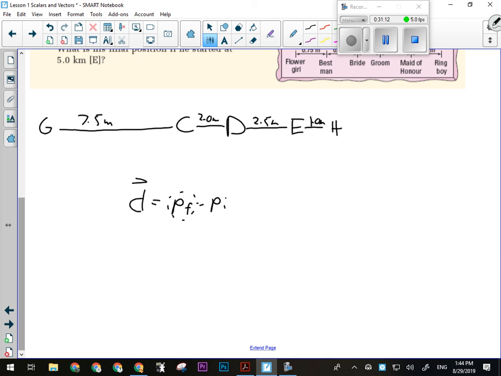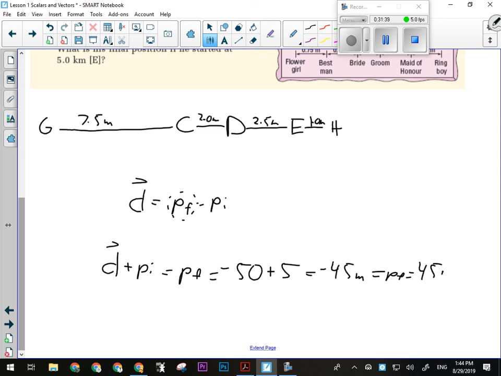So if I want to find final position, what do I do with initial position? Add it to the other side, right? We just do algebra. Rules of algebra: if you want to move something, do the opposite. So my overall displacement plus the initial position will equal my final position. So that'll mean negative 50 plus 5, because east is positive. Negative 50 plus 5 is negative 45 meters. That means my final position is 45 meters west.